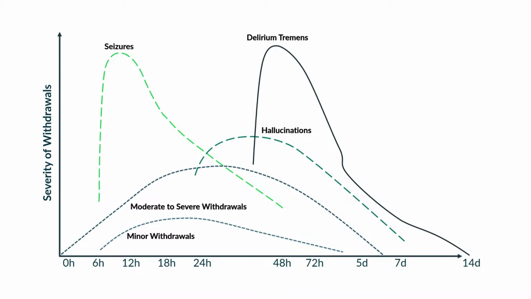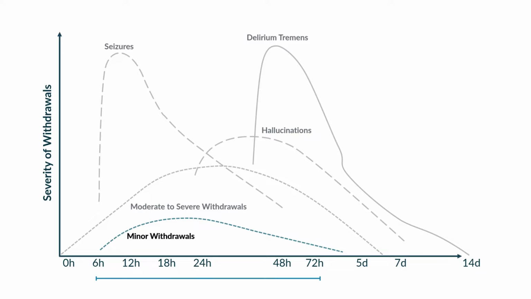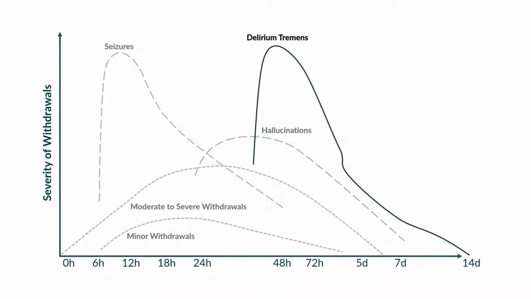This graph depicts a general timeline of when specific symptoms tend to occur. Minor symptoms, including nausea, agitation, tremors, and autonomic hyperactivity, can start as soon as 6 hours after cessation of or significant reduction in intake and can last for up to 72 hours. Seizures are also an early symptom, occurring anywhere from 6 to 48 hours. Hallucinosis, including visual, auditory, and tactile hallucinations with intact orientation, peaks around the 24 to 48-hour mark. Delirium tremens typically begins anywhere from 48 to 72 hours after the last drink or significant reduction in consumption.